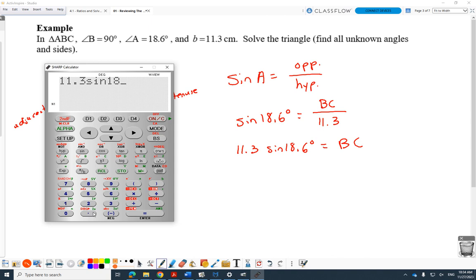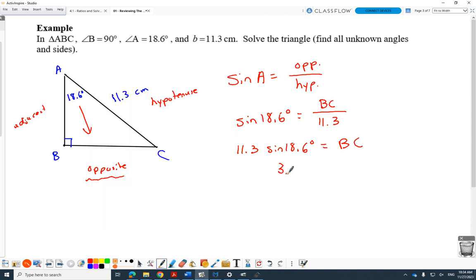18.6, type it in, see if you get what I get. See if we agree. 3.6. With no other information, go with one decimal place. Now, I don't know if your teacher made a big deal about this last year, but I think it's a really important thing. As soon as you solve for something, put it on the diagram. That really helps in the thinking of what to do next.